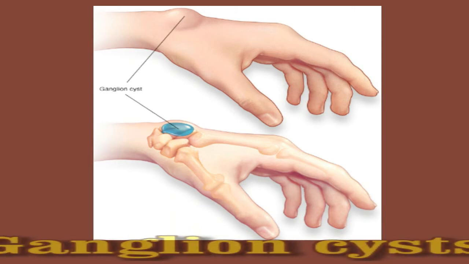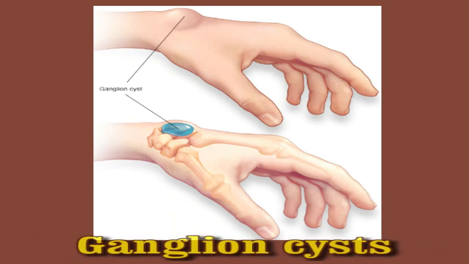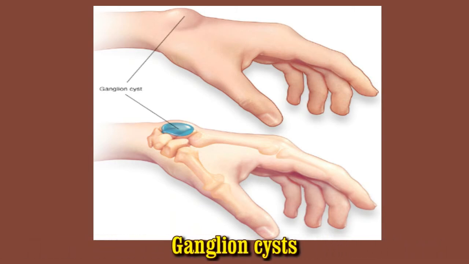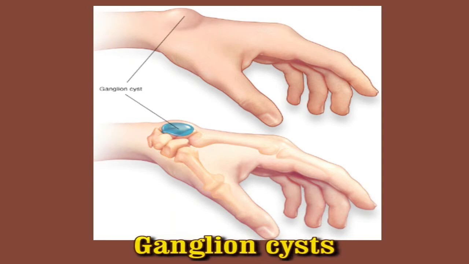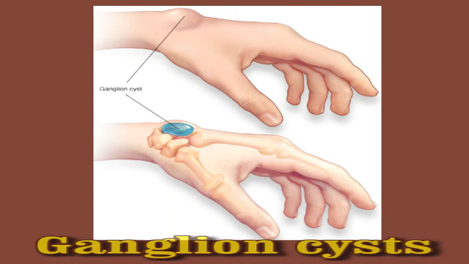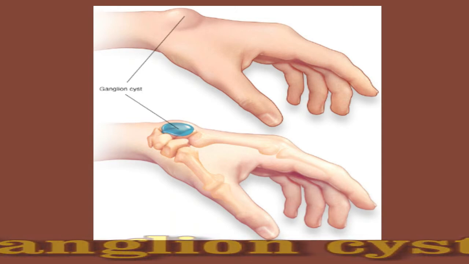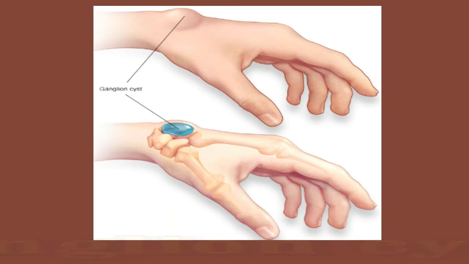Ganglion cyst. Ganglion cysts are fluid-filled growths that usually develop on the back of the wrist and the end of the finger joints. These growths can feel soft or firm to the touch. They are usually harmless, but some people report feeling tenderness, pain, or weakness near a ganglion cyst.